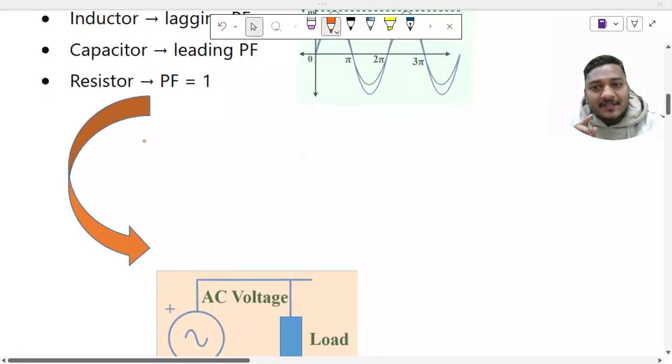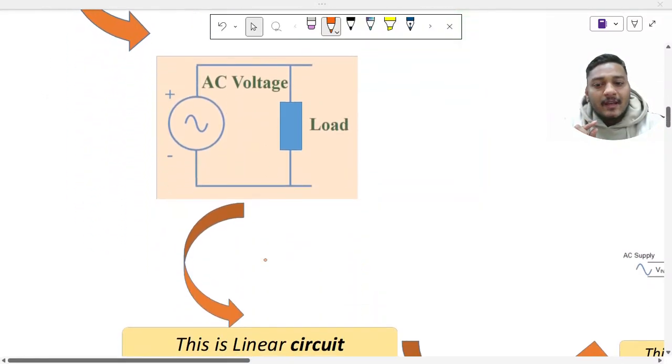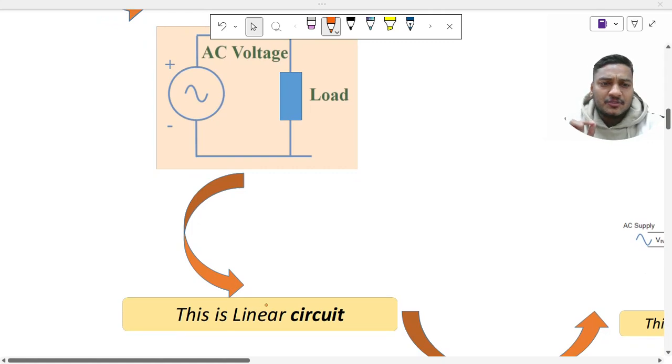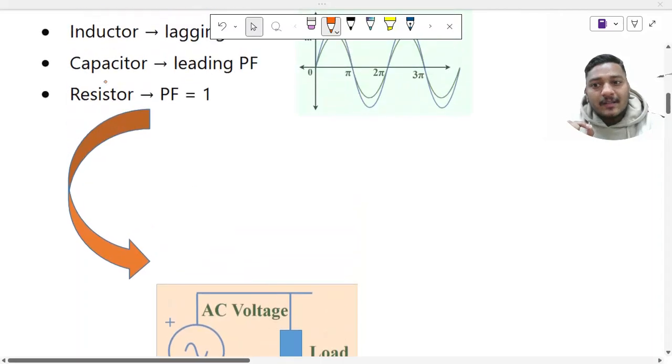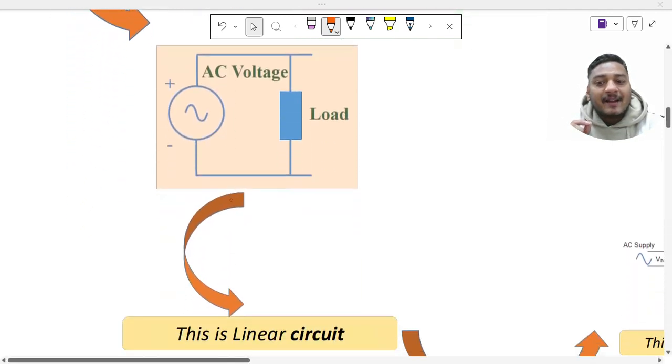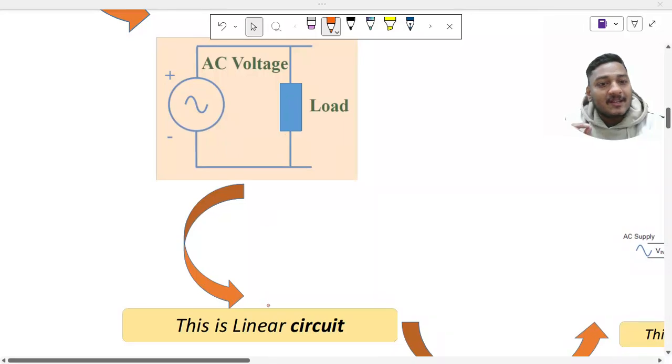Because these things are always true only in the case of a linear circuit. So this is a really important point we are making here. An inductor has a lagging power factor, a capacitor has a leading power factor, and a resistance has a power factor equal to unity. These are applicable only when the circuit is a linear circuit. So let us say I have my AC source and one load is directly connected. If this load is resistive, inductive, or capacitive, then this is a linear circuit.